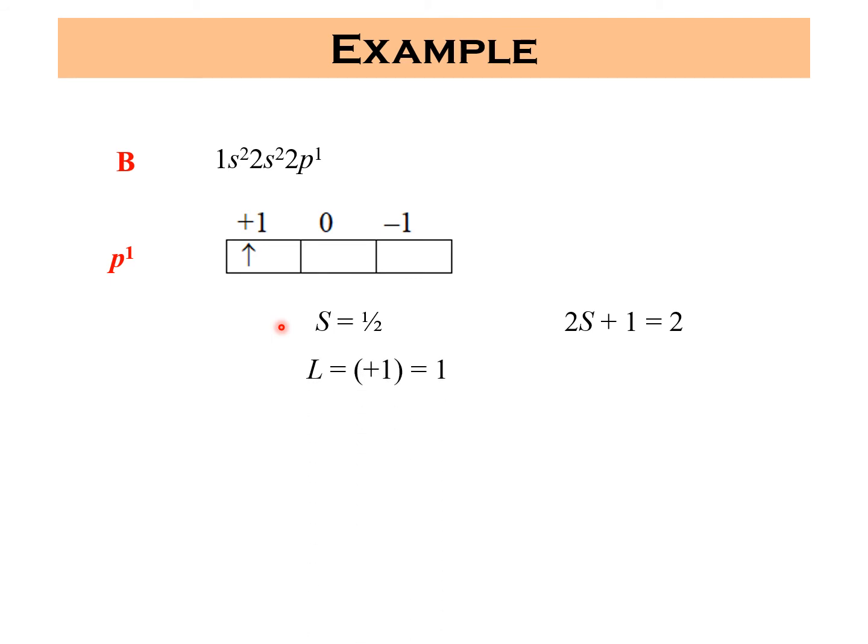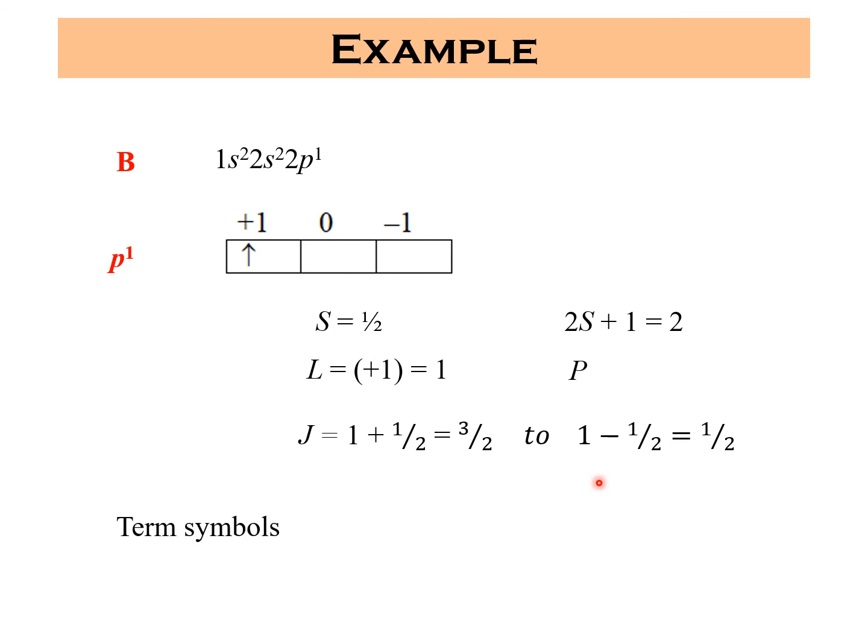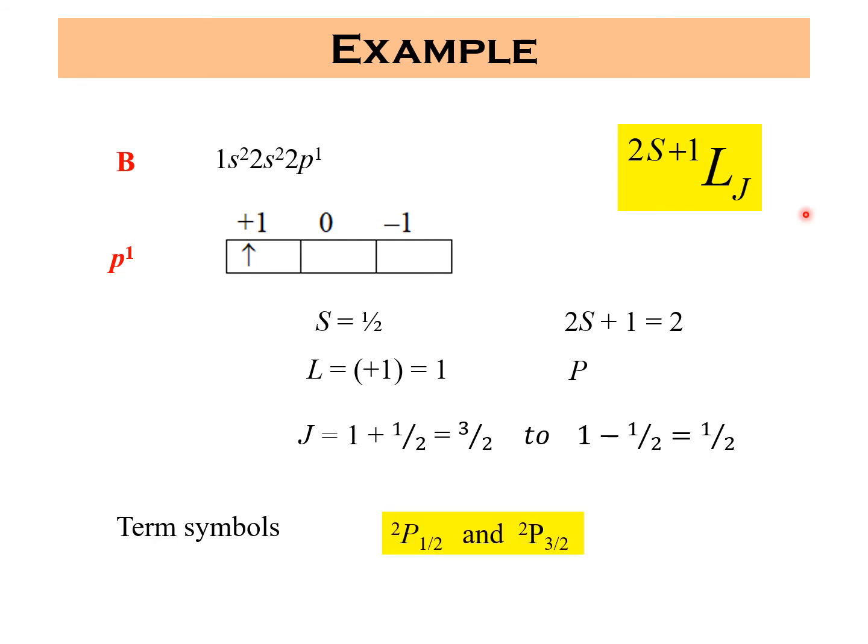For the orbital, there is only one electron, which belongs to the plus 1 state, so the state is P. Now in the case of the J value, because L is 1 and S is half, we have 1 plus half, that means 3 by 2, and 1 minus half, that is half. These differ by just one unit, so there is no middle value, only 3 by 2 and 1 by 2. So the possible term symbol is 2P with two J values, 1 by 2 and 3 by 2. One of these will be the ground state term symbol.